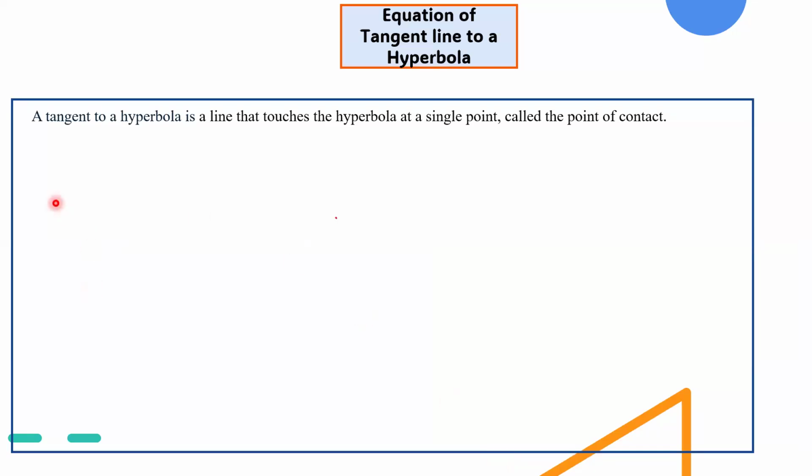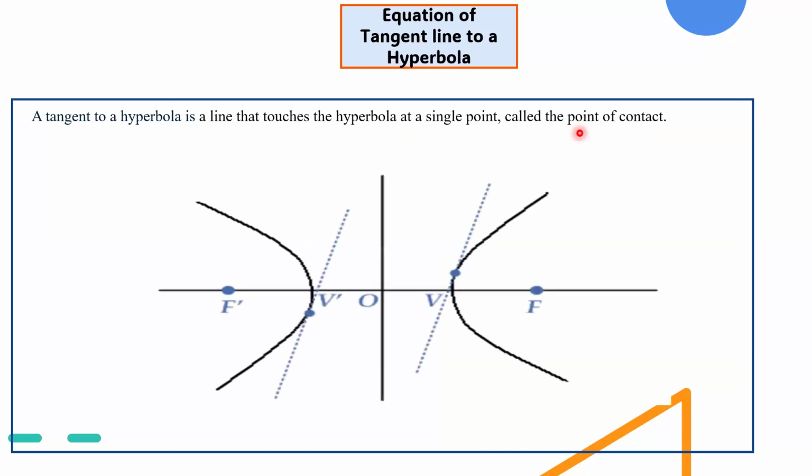Good morning, everyone. I'm tasked with explaining the equation of a tangent line to a hyperbola. A tangent to a hyperbola is a line that touches the hyperbola at a single point, called the point of contact. We have a diagram here to show this. At this point here is one point of contact, or the tangent, and we have another one there as well on the other hyperbola. The next, please.